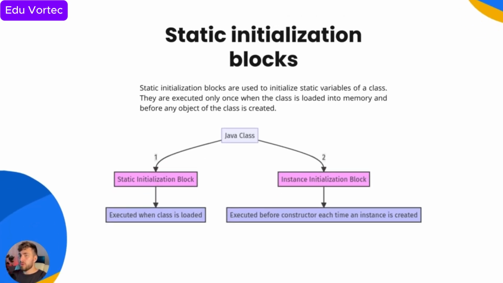Static initialization blocks, on the other hand, are used to initialize static variables of a class. They are executed only once when the class is loaded into memory and before any object of the class is created. Let's take a look at an example to see how static initialization blocks work.